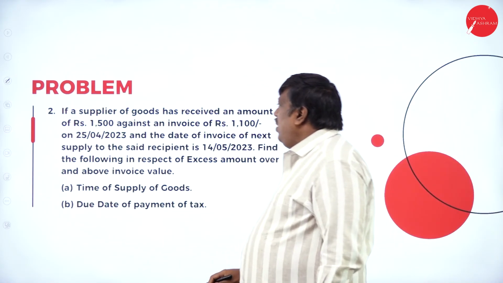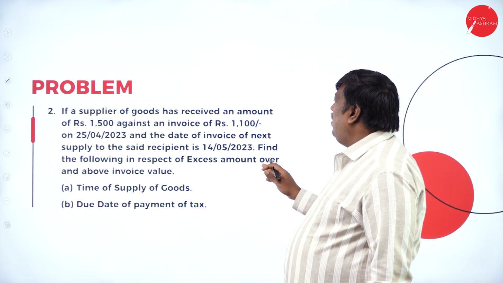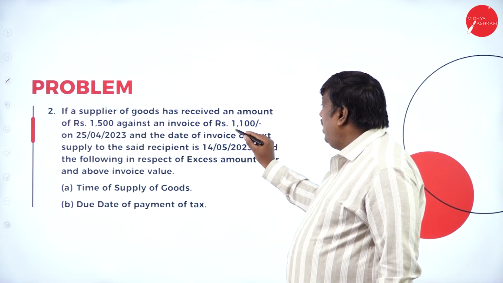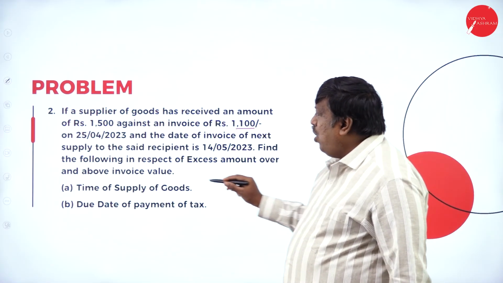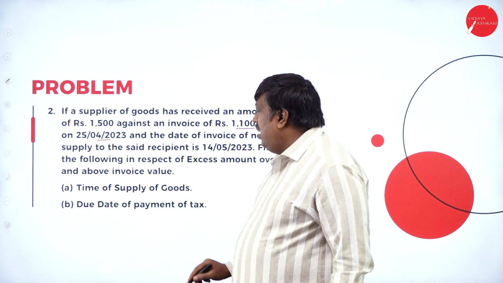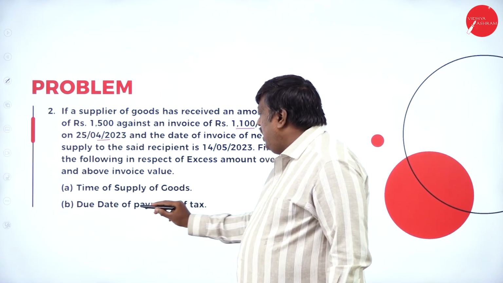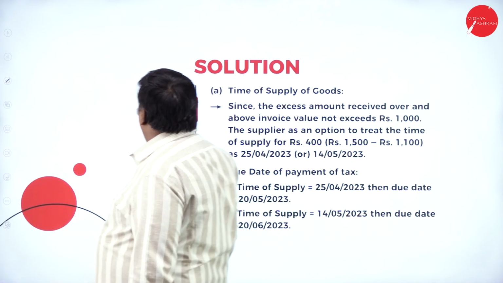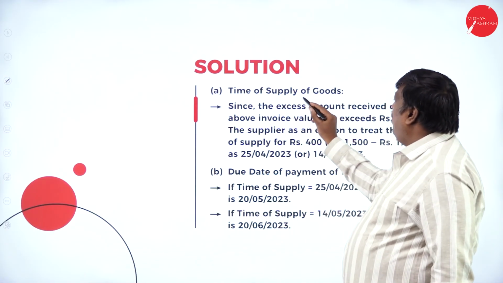In the next problem, if a supplier of goods has received an amount of rupees 1,500 against an invoice of 1,100 on 25th April, the time of supply of goods and due date of payment are to be calculated here in the second problem. What is the information that is given? What is the time of supply?